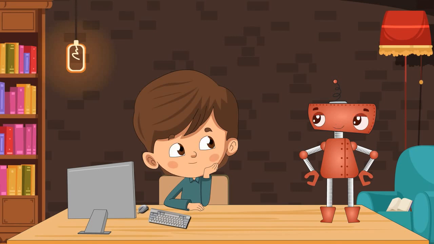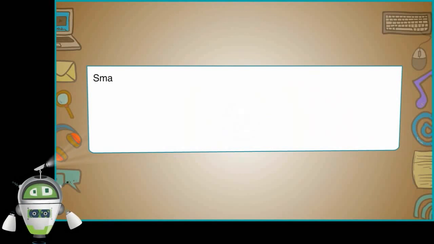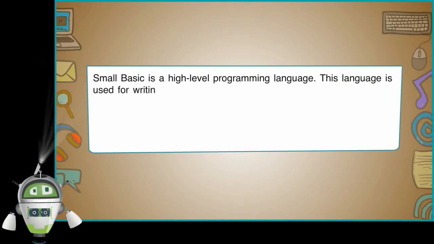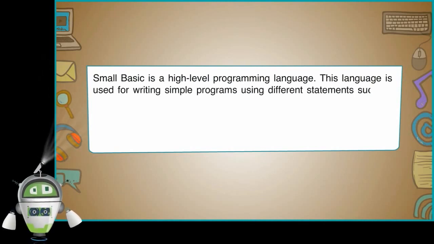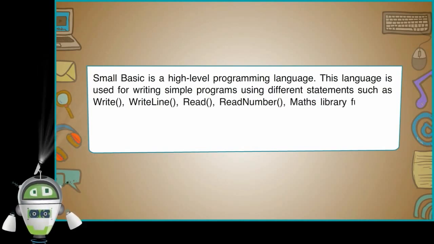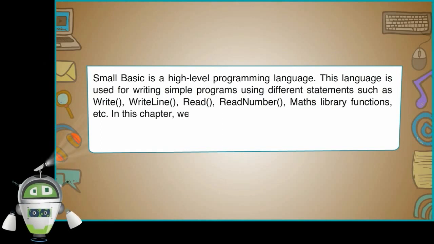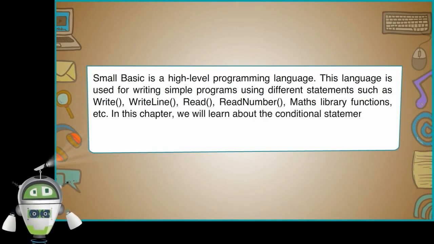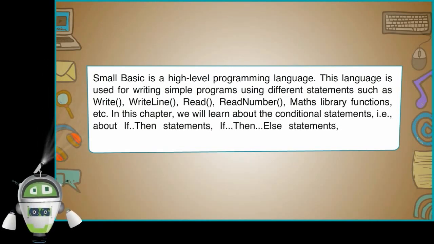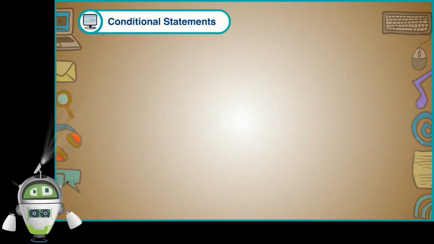Okay, Romy. Let us learn about conditional statements and graphics in this chapter. Small Basic is a high-level programming language. This language is used for writing simple programs using different statements such as write line, read number, maths library functions, etc. In this chapter, we will learn about the conditional statements, that is, about if-then statements, if-then-else statements, and else-if statements, and graphics.